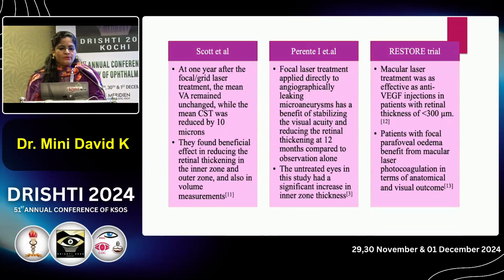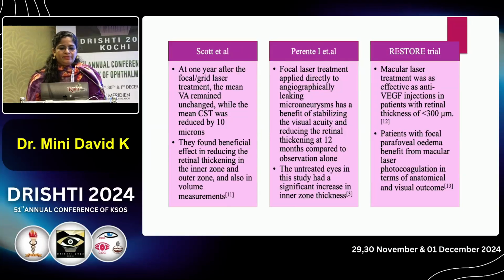A study by Scott et al. found that at 1 year after the focal or grid laser treatment, mean visual acuity remained unchanged, while mean central subfoveal thickness reduced by 10 microns. They found the beneficial effect of reducing this retinal thickening in inner zone and outer zone also in volume measurements.